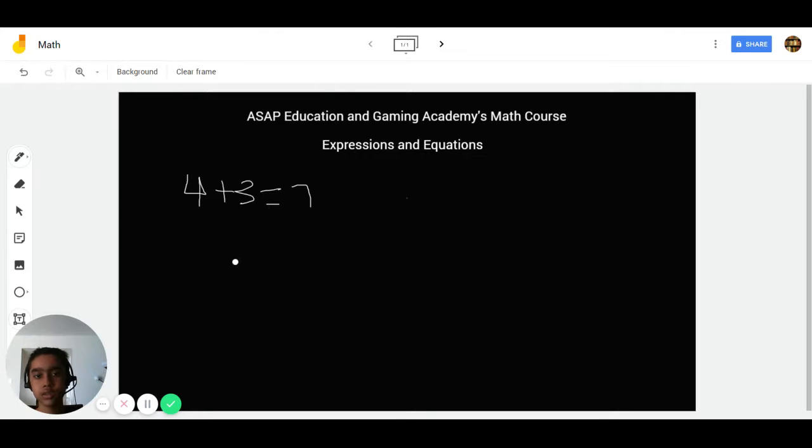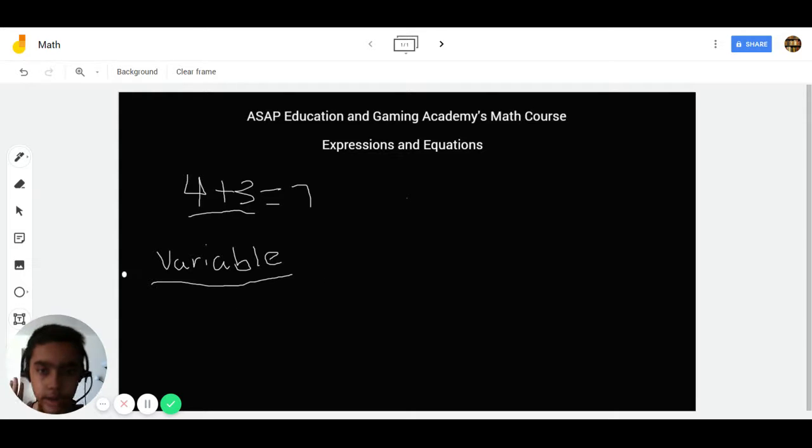Expressions are similar to that. But instead of solving an equation or adding, subtracting, dividing, or multiplying two numbers, you have to try to find the value of a variable. Let me just write that: variable. So that's what you have to solve for. Please excuse my really bad handwriting, but you have to solve for variables.